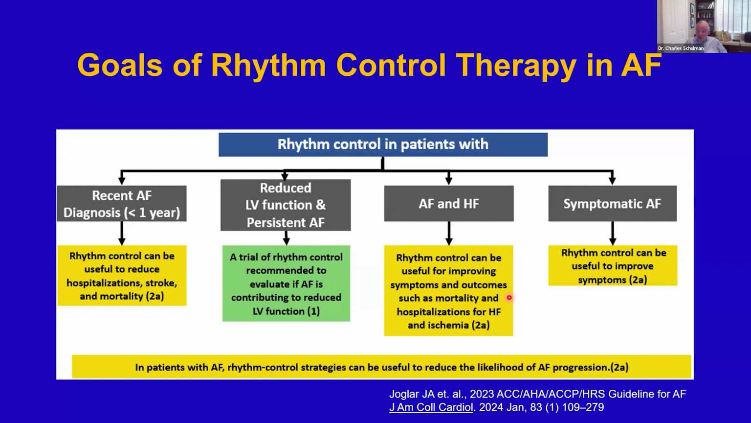In atrial fibrillation, you lose the atrial kick, which may have, particularly in heart failure with preserved ejection fraction, more hemodynamic consequences than with a reduced ejection fraction. If there's symptomatic AFib, rhythm control can be useful, people will feel much better in sinus rhythm.